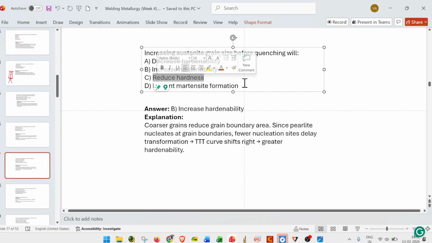Okay. So next, reduce the hardness? No. And prevent the martensitic formation? Okay. Coarser grains reduce the grain boundary area, since the pearlite nucleates at grain boundaries, and fewer nucleation sites delay the transformation. Okay. The TTT curve is shifted to the right, which gives greater hardenability.